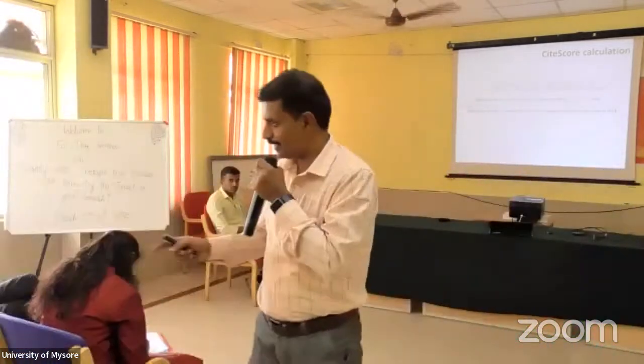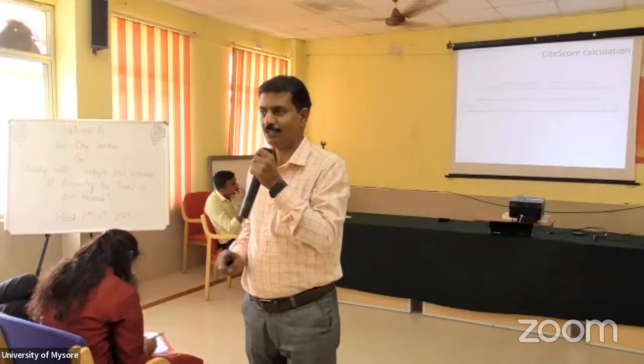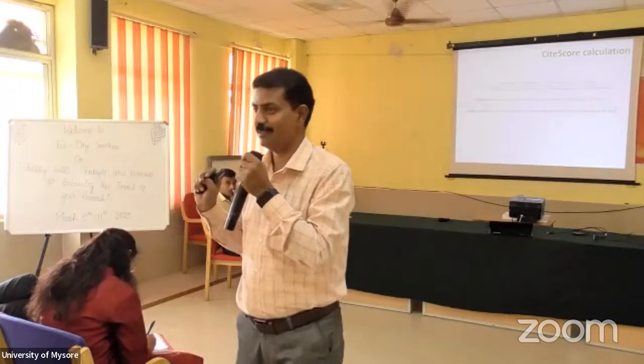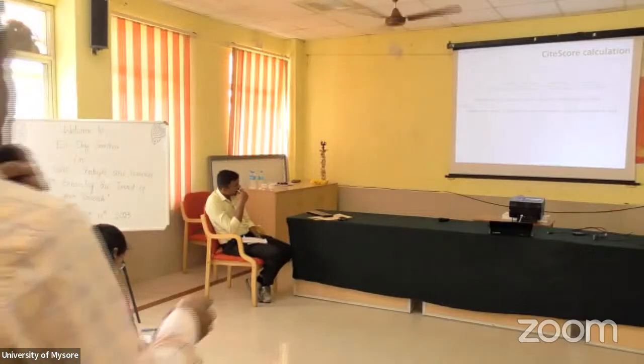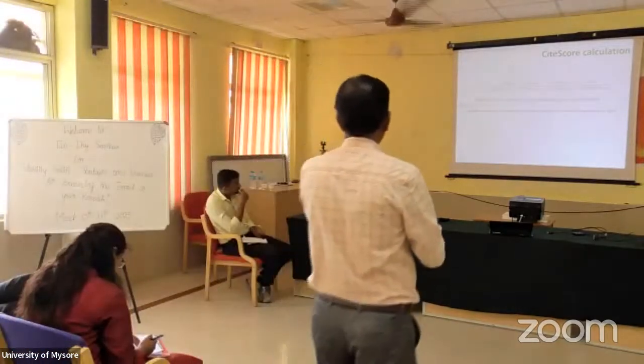3 years. If you start a journal, you will not know the impact factor next year, because we have to wait a minimum of 3 years. Because we need 2 years of data, only then we have to wait 3 years. So here we have to calculate using the formula.